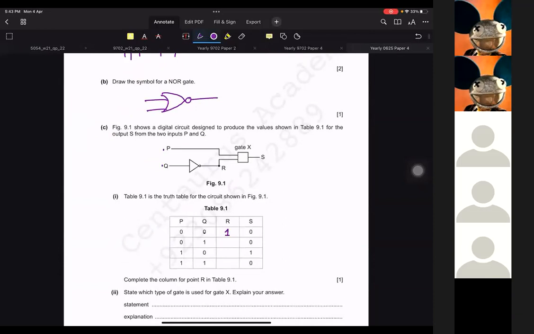Yes. There are logic gates not in O level. They are, but they are in, let's say, choice. They're given a choice.